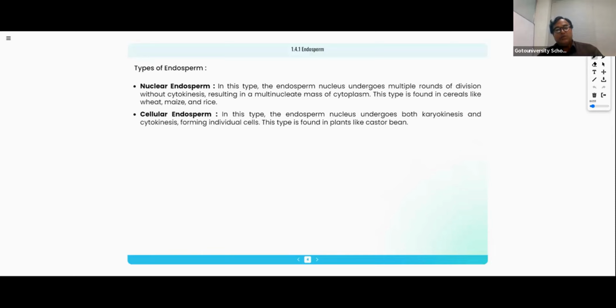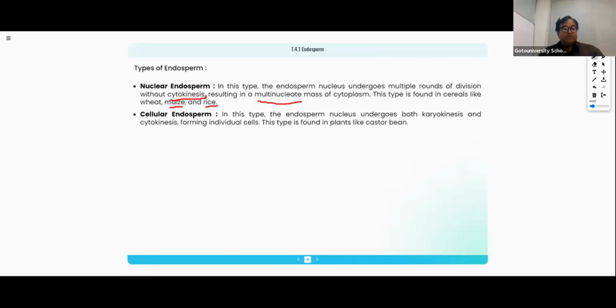What do you mean by multinucleated endosperm? Which we are observing not only in maize, wheat, and even rice. In all these grains, many nuclei are present. The reason behind that is there is no cytoplasmic division or cytokinesis after the karyokinesis. After karyokinesis, there is no cytokinesis. That is the reason why we observe many nuclei in wheat, maize, and rice.